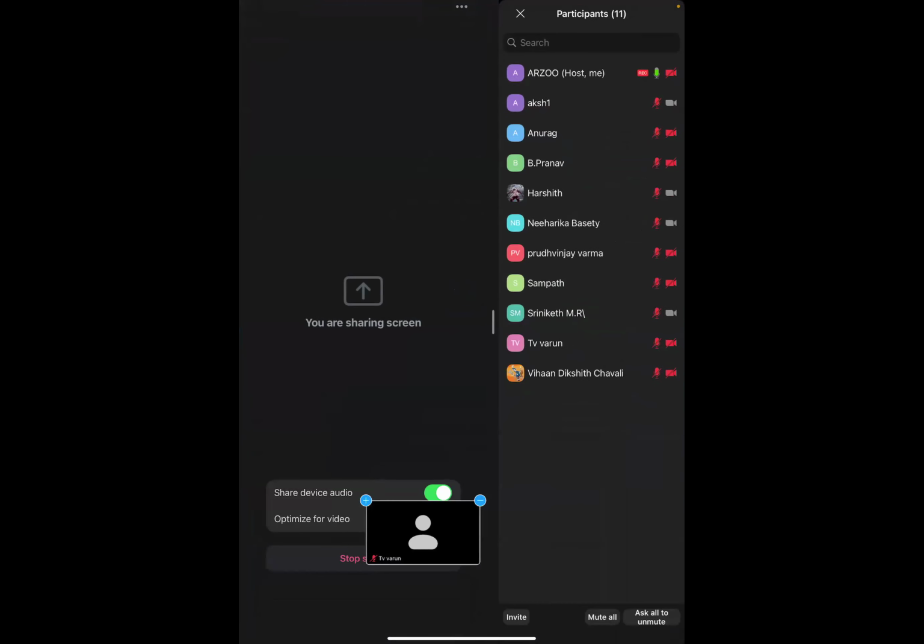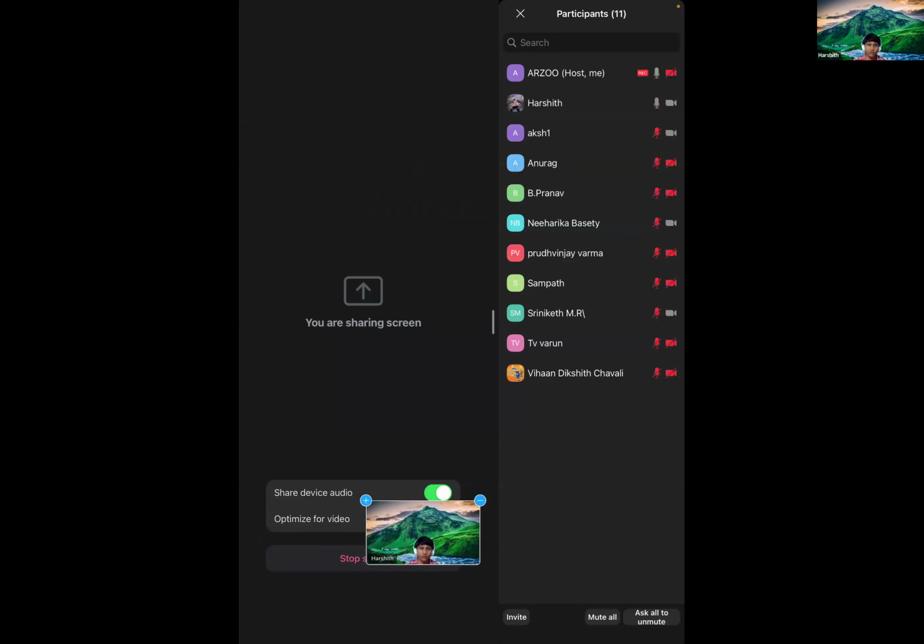So, Harshit, can you give me an example of a chemical reaction, not from daily life, but real chemical reactions that we do in labs? The burning of magnesium, as we discussed. Yes, very good.